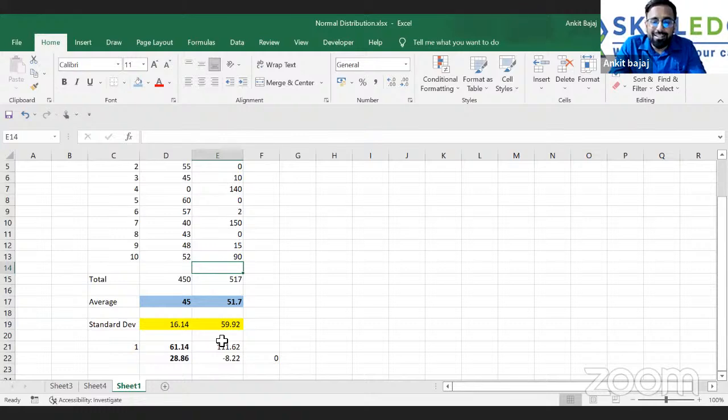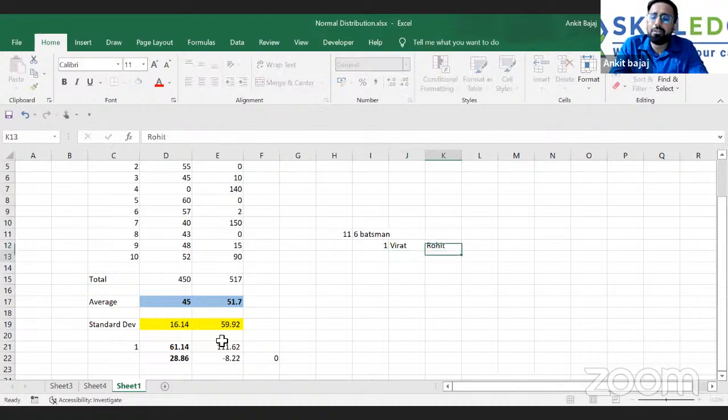Now let's suppose the team requires a consistent player, right? Let's suppose in a team there are 6 batsmen, right? Out of 11, let's suppose the Indian team has 6 batsmen, right? Now let's suppose the team requires 1 more batsman, right? Now there is an option of Virat Kohli and Rohit Sharma. Now you just let me know which player they should select.